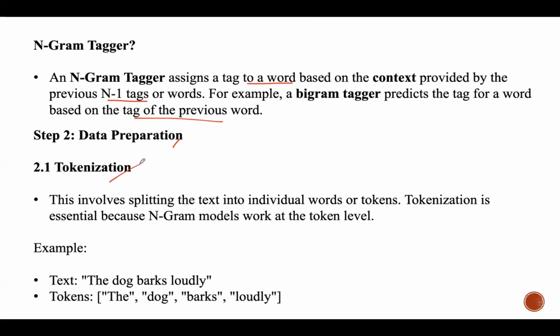Before building an ngram tagger, the text must first be tokenized into words, which involves splitting the text into individual words or tokens. Tokenization is important because ngram models work at the token level. So if you take the example, the dog barks loudly, first we need to extract tokens from the text. And the tokens obtained are the, dog, barks, loudly.